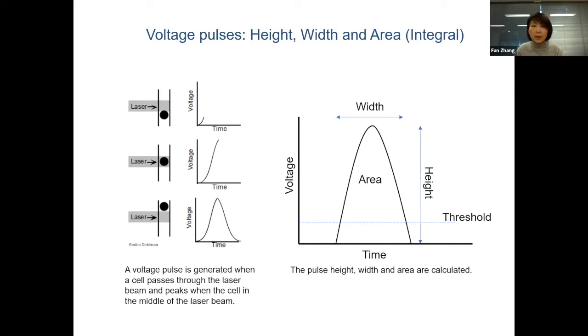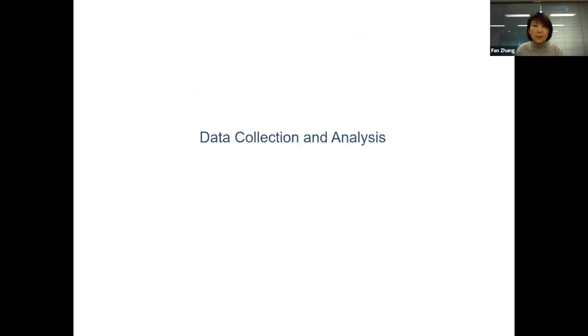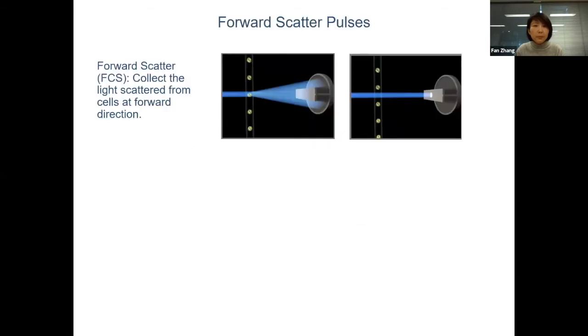The area is the integral data combined from width and height. So how to interpret the flow cytometry data?